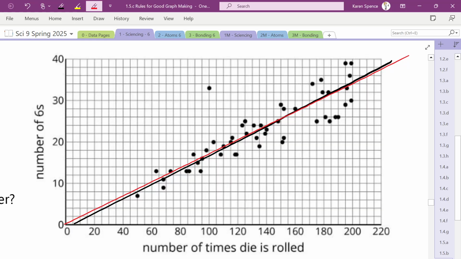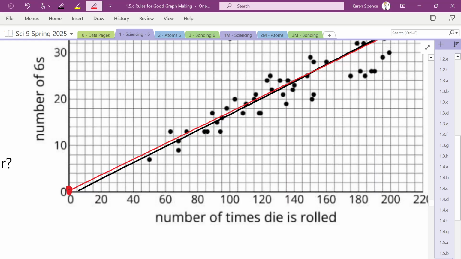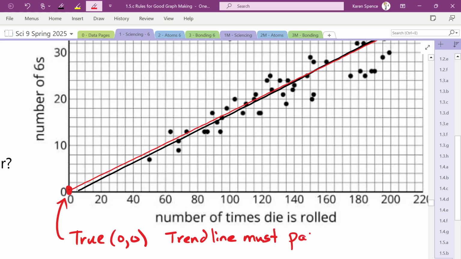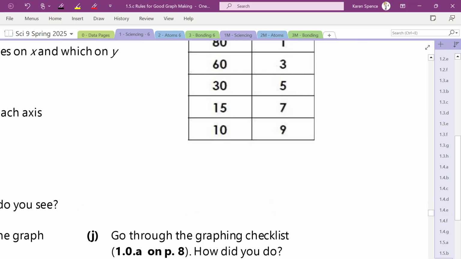Which one is better, the black line or the red line? The red line, because it has to pass through 0, 0. If we have a true 0, 0, the trend line must pass through 0, 0. Okay dokey? All right. And let's see where we're at now.